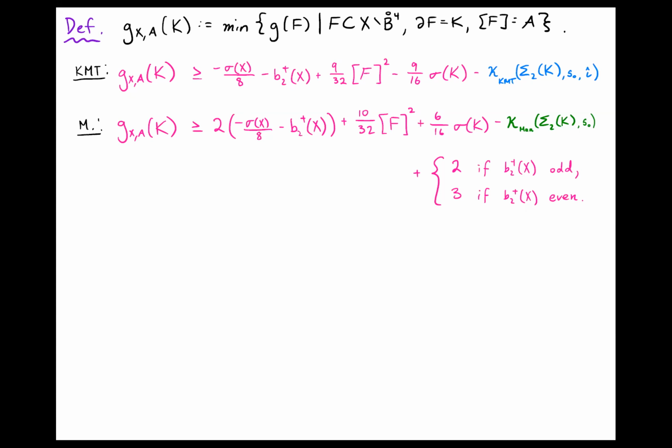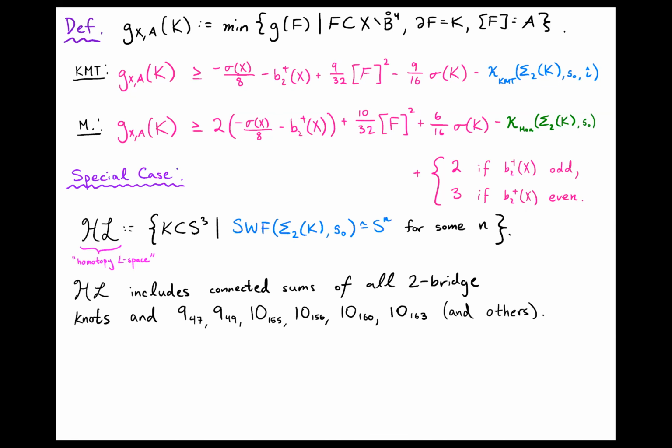Their inequality works better for negative signature knots. Mine works better for positive signature knots. So they kind of complement each other nicely. That one's hard to work with. Kappa invariants are in general extremely hard to compute, but we can focus on a special case.